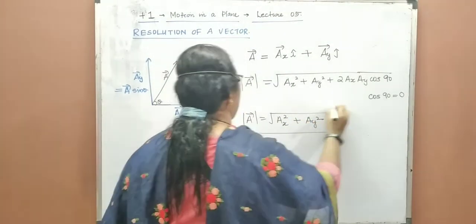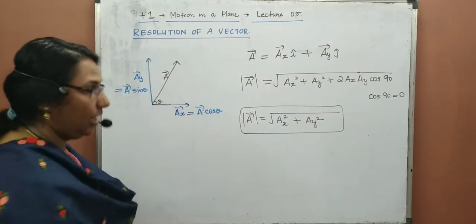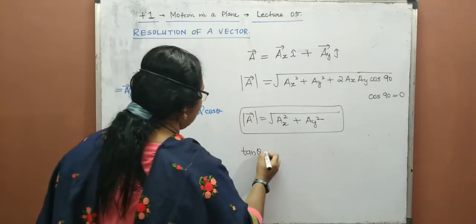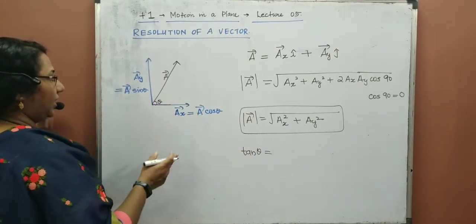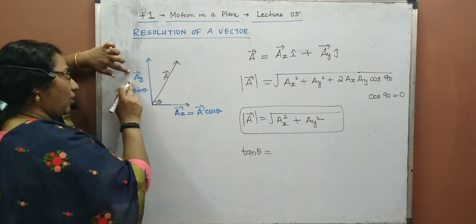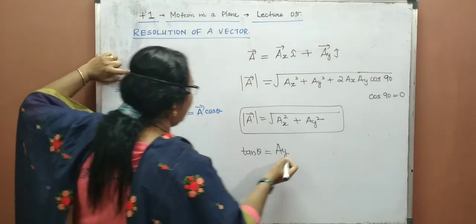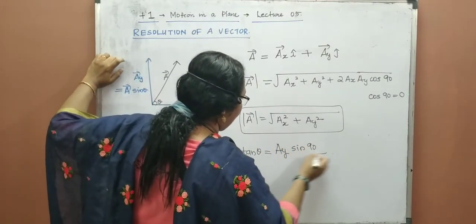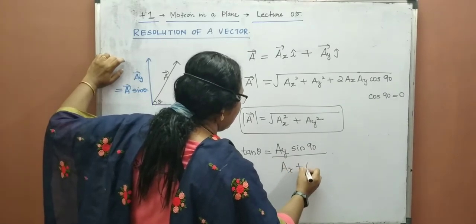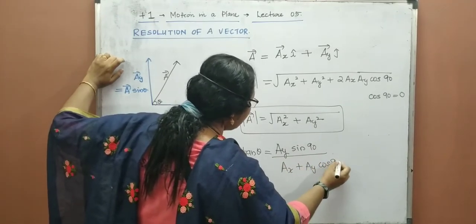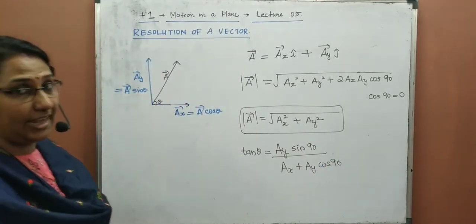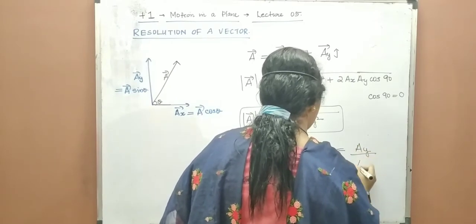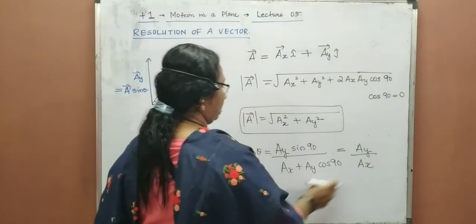Okay, addition of vectors. Similarly, how to take the angle? This angle is given as theta. Tan theta is equal to, how to take, the opposite component AY sine of the angle between them, 90, divided by AX plus AY cos 90, where 90 is the angle between AX and AY. So sine 90 is 1. It becomes AY by AX. Since cos 90 is 0, this term becomes 0.